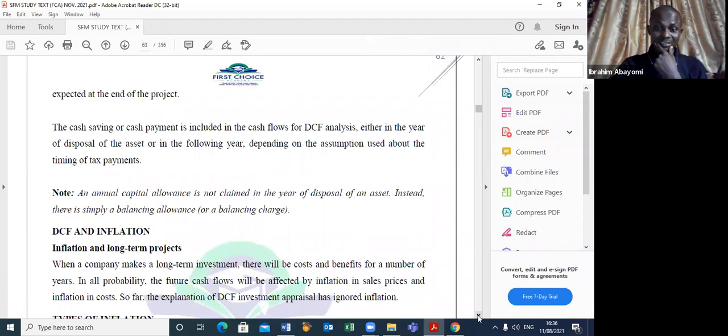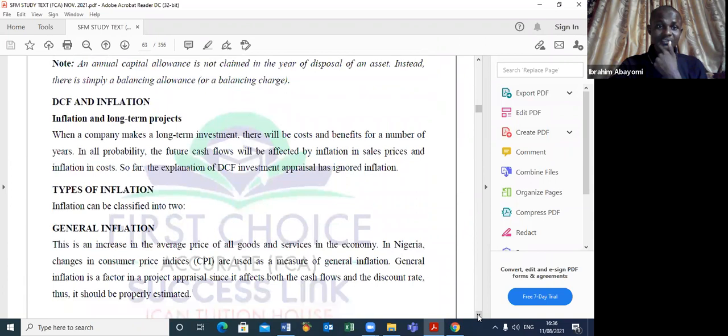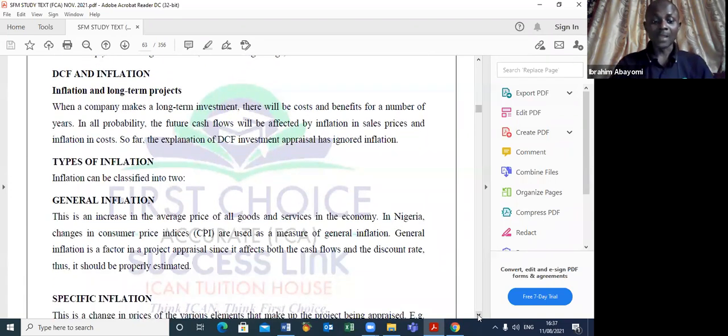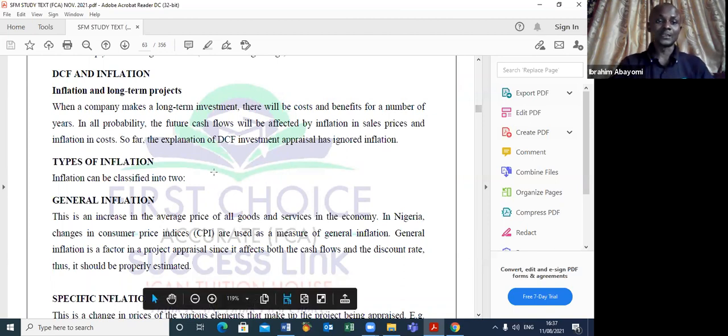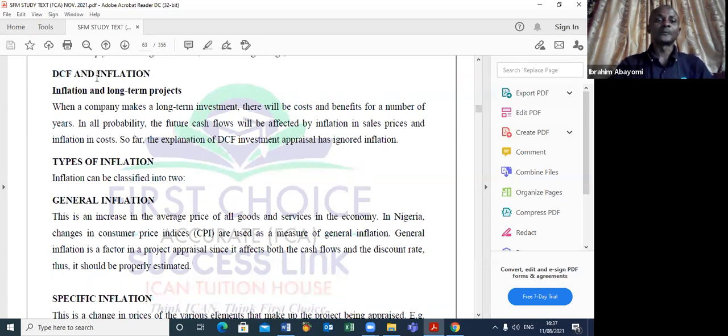We also looked at interest, where we said that though it is a liability and involves movement of cash, it's a cash flow item, but it is not relevant in the computation of NPV simply because it is part of the items that we use in the computation of our cost of capital. So today we continue from there, and we are going to start by looking at discounting cash flow and inflation.